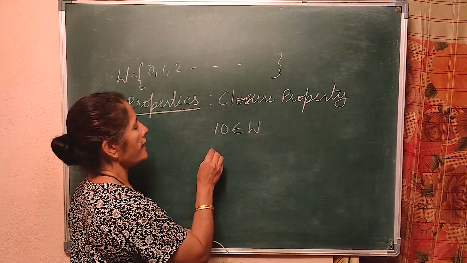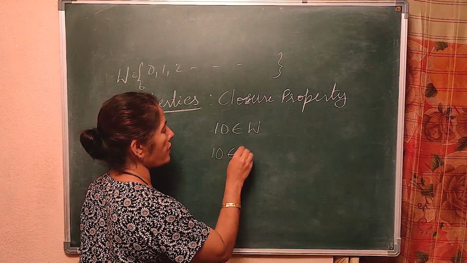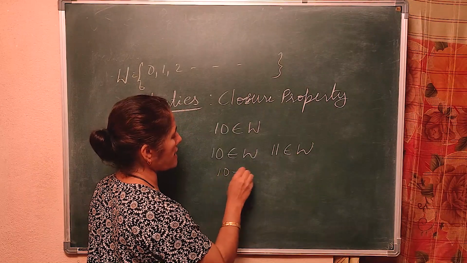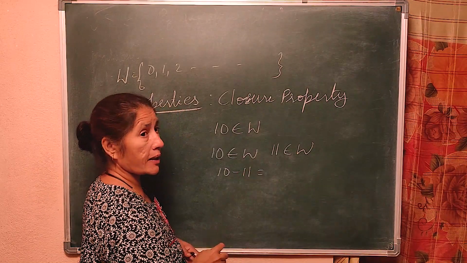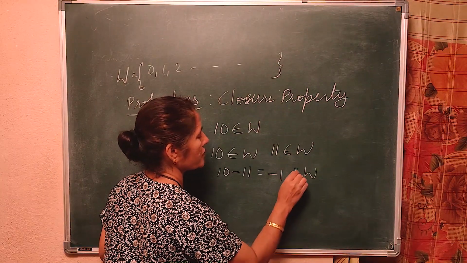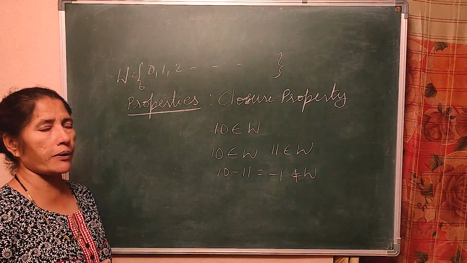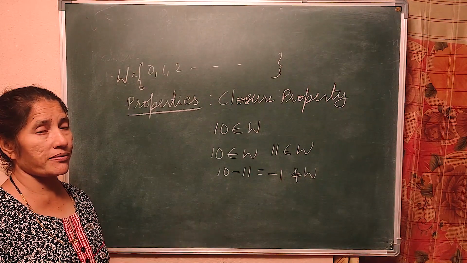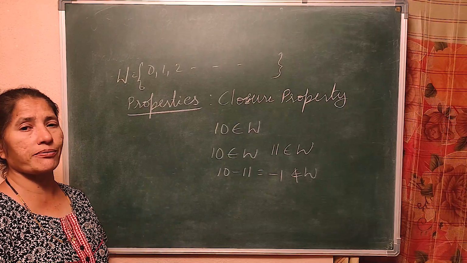Suppose I say 10 belongs to W, 11 belongs to W. 10 minus 11. What is 10 minus 11? Minus 1. It is not there in W. So it doesn't belong to W. So it is not closed under subtraction. It is closed under addition.